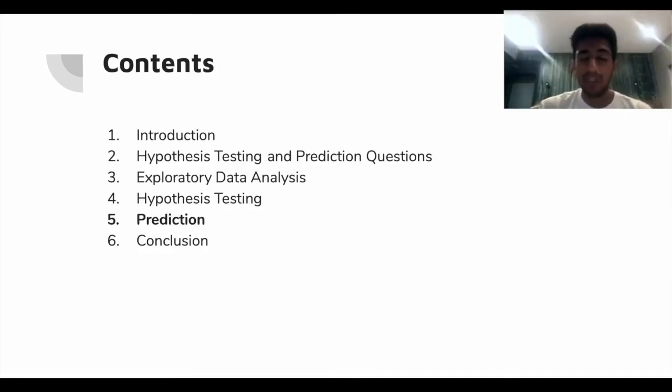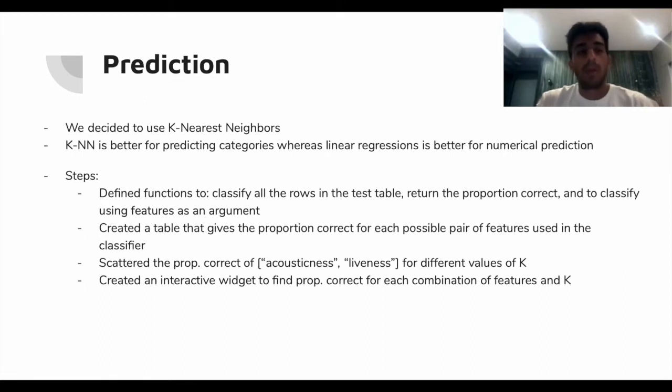Having established that there is a difference between the genres, we can now ask ourselves, how can we actually predict the genre of a song, understanding these differences? First of all, there are 2 different ways we have learned to predict in our class. The first of which is linear regression, and the second of which is k-nearest neighbors. Now, when choosing between these, it is important to realize that linear regression is better for numerical prediction, predicting numbers from other numbers, whereas the k-nearest neighbors method is better for predicting categories from numbers.